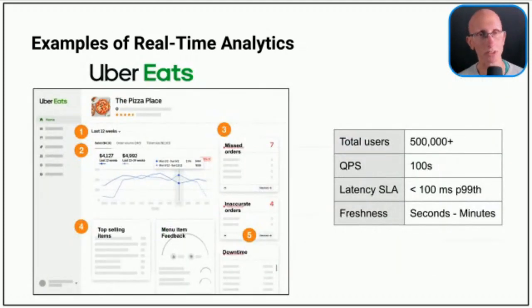And then we'll just do one more. Uber Eats is another cool example. This is the restaurant manager dashboard. If a restaurant is operating on Uber Eats, they'll get a dashboard like this, so they can see, hey, this is my revenue that I'm making, and it compares it to the previous period. I can see the top selling items. I can see any feedback that I've got on the menu.